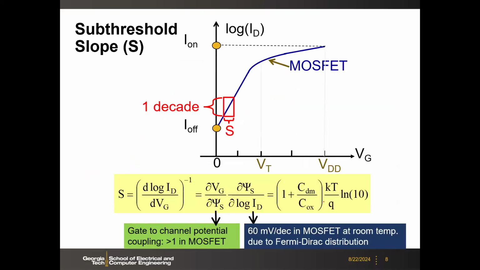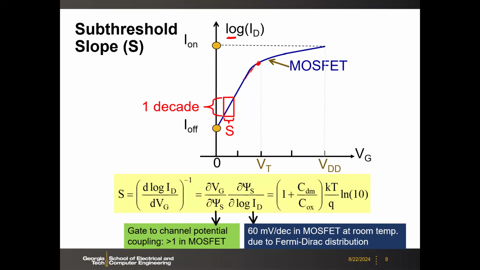So let me spend a few more words on the subthreshold slope. Okay. So this is an ID-VG plot, but in the semi-log scale. That means the drain current is plotted in the log scale. This is how it looks, okay? So here, this is the threshold voltage. And below that, this is the subthreshold.